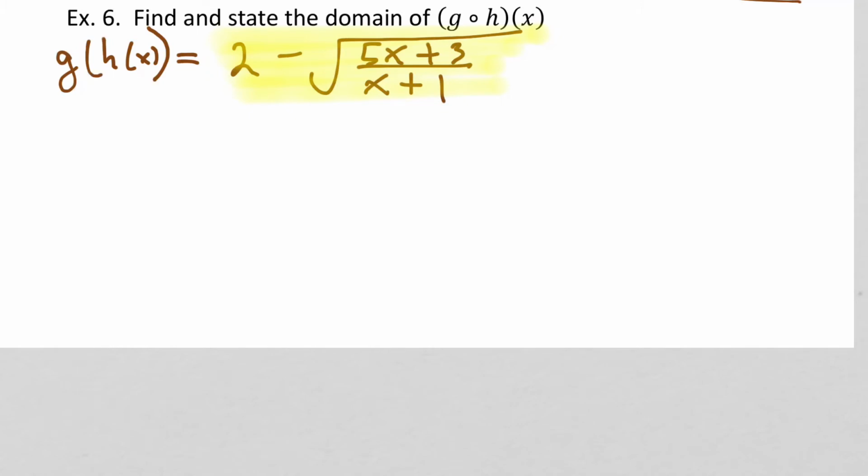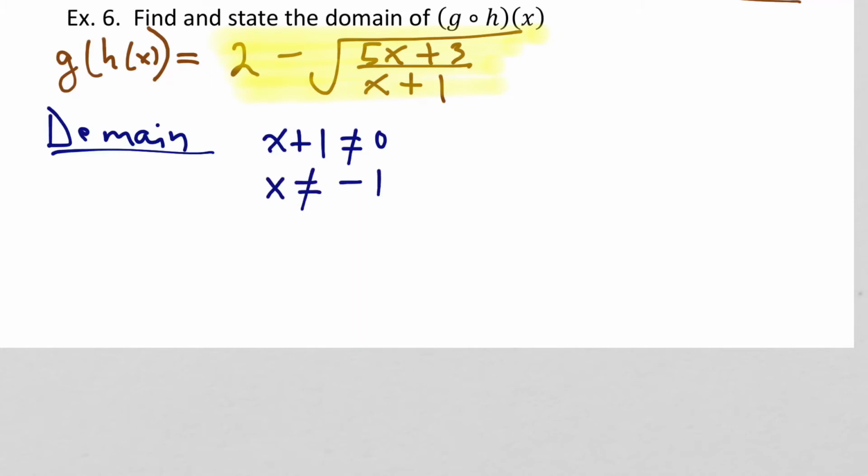Now if I look at this, now I'm going to work on my domain. And I'm going to look and see where I have some issues in my domain. All right, so first off, I can see that I've got a denominator here which can't be 0. So let's look at that first. So I've got x plus 1 cannot be 0, right? So that means that x cannot be negative 1. All right, so that's a domain restriction.